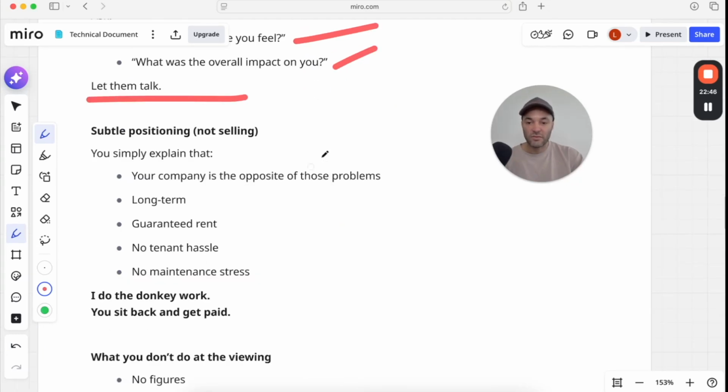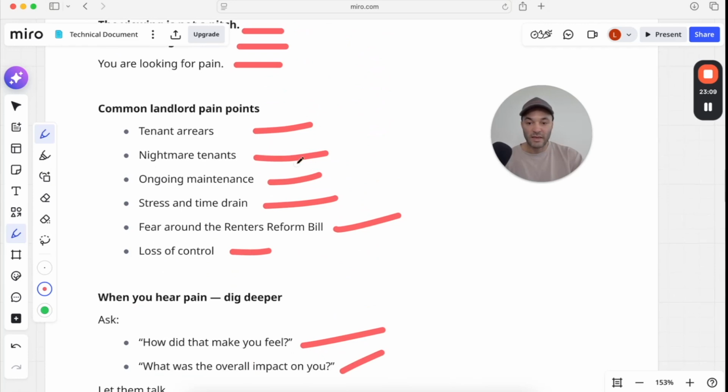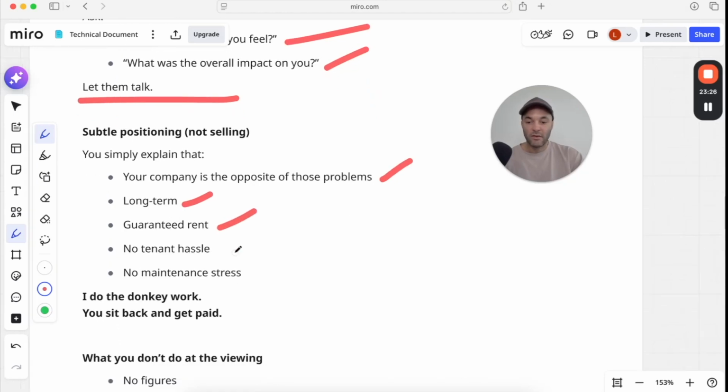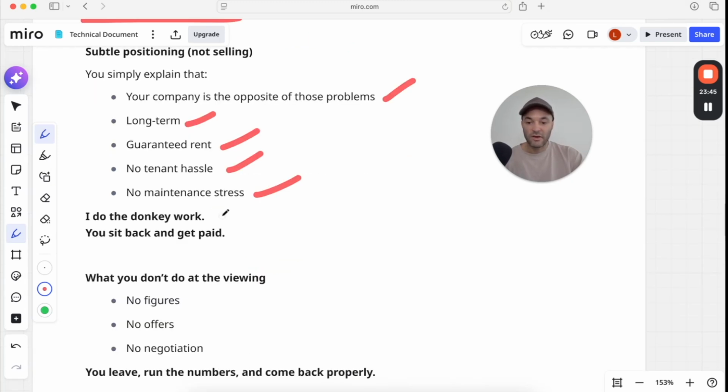Now, once they're finished talking and you sense a gap where you can speak, this is where you subtly position yourself. You're not selling at this point, you're just positioning yourself subtly. You simply explain that your company is the opposite of those problems. So these problems that they've experienced, your company is the opposite. You're going to offer them a long-term rent. The rent you offer them will be a guaranteed rent. There'll be no tenant hassle if they choose to work with you, and there'll be no maintenance stress because you'll do the maintenance. To summarize to a landlord, basically tell them you'll do the donkey work and they get to sit back and get paid.